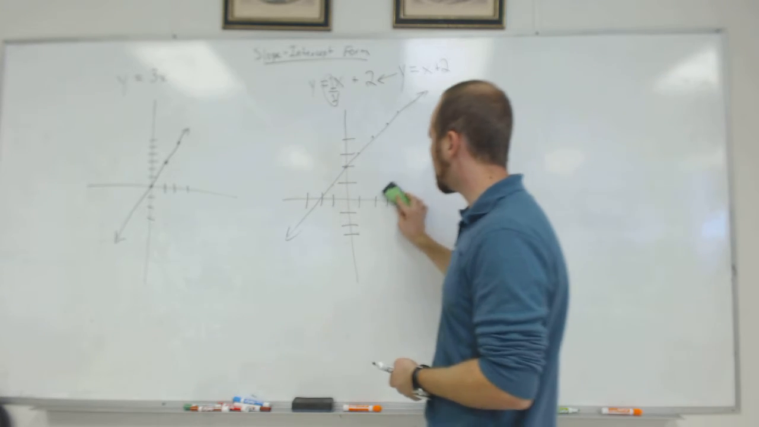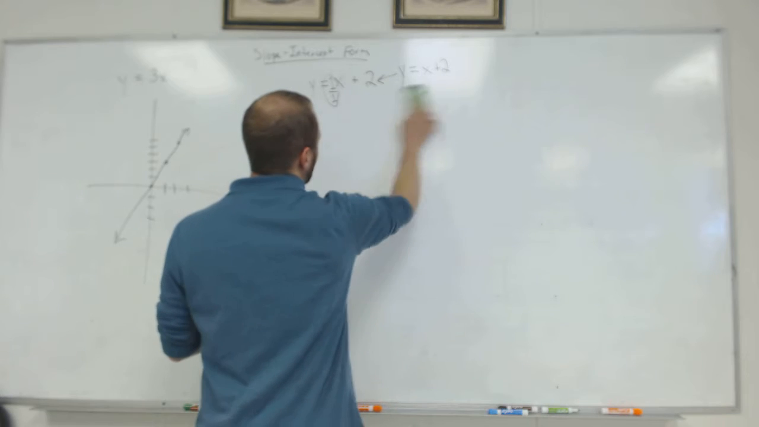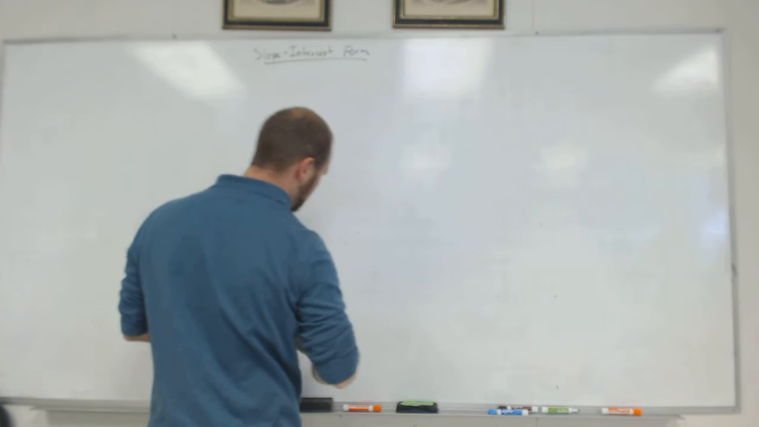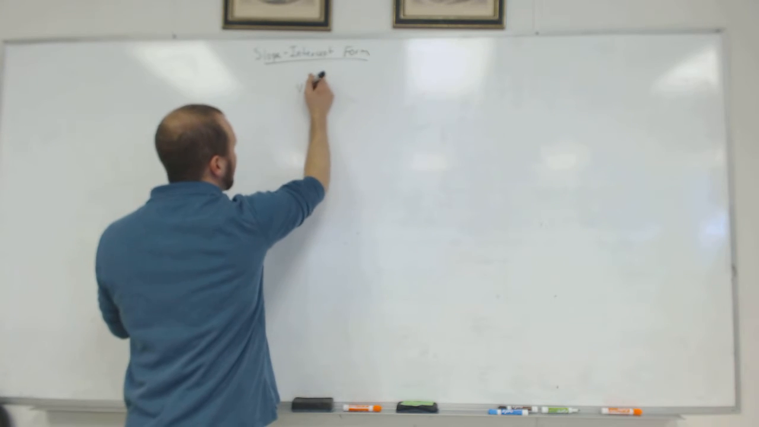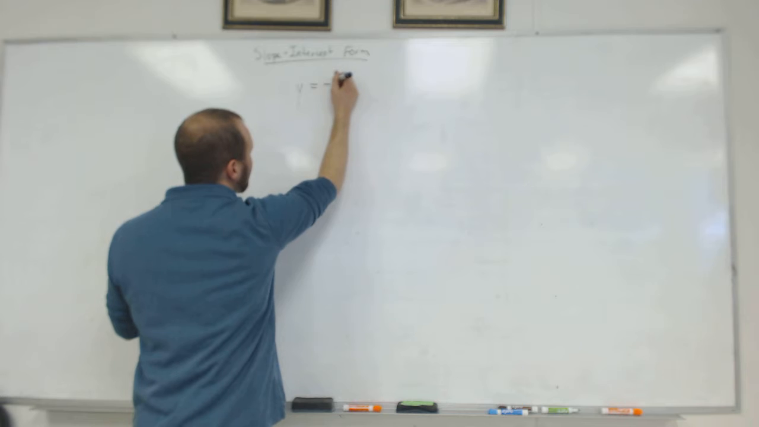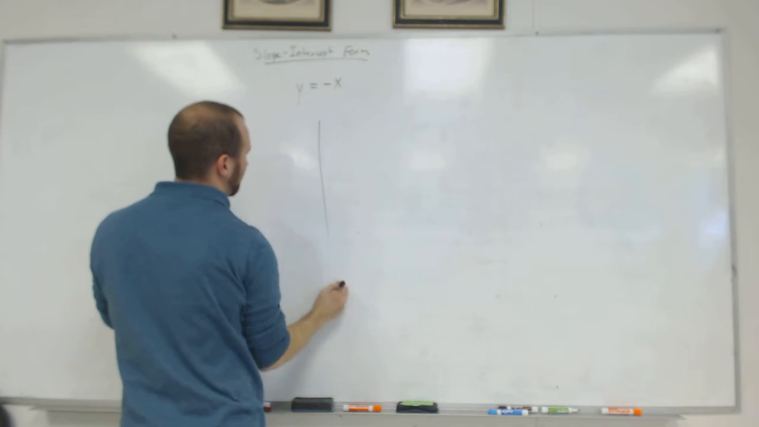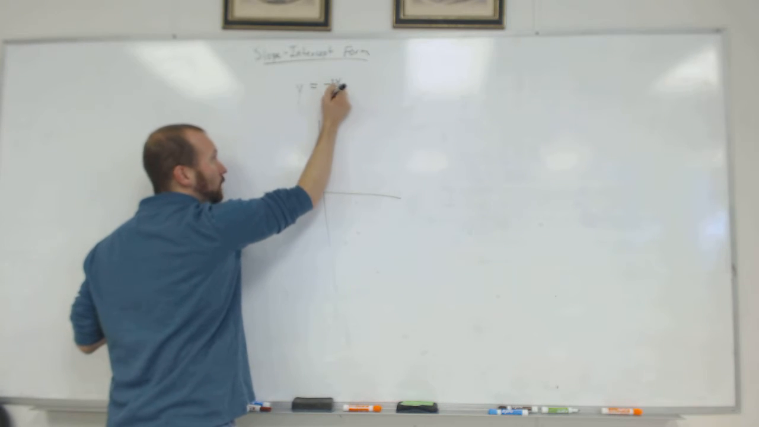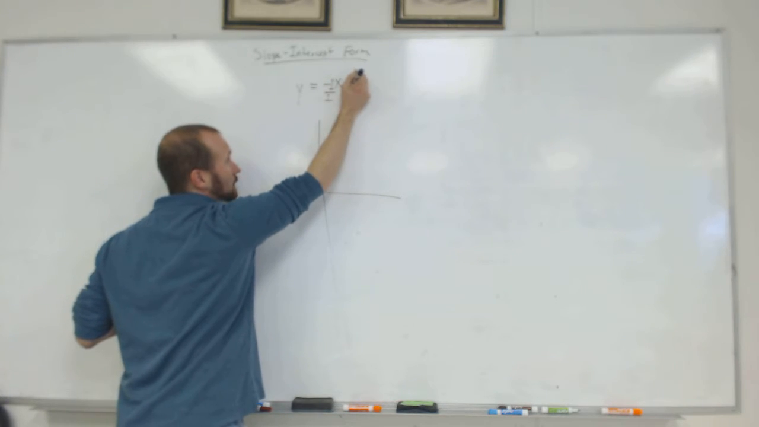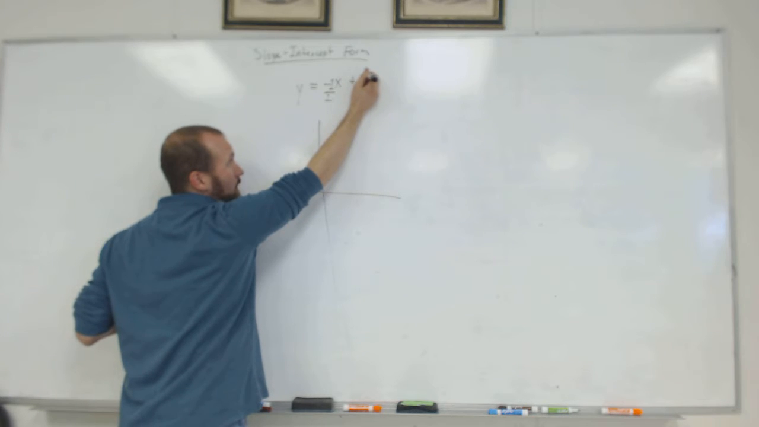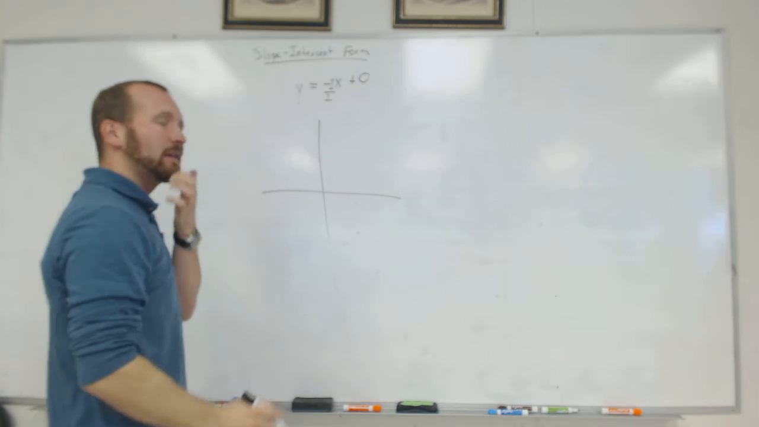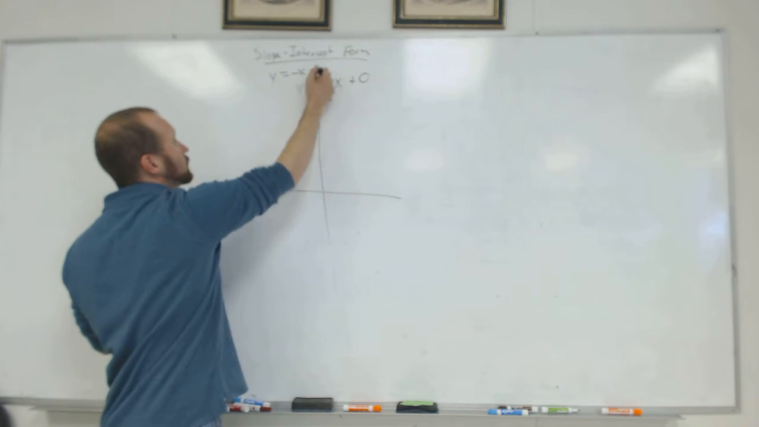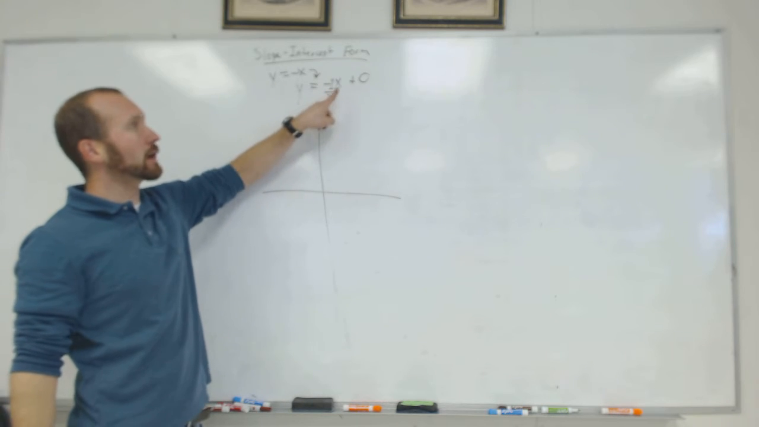So what if I just had this? How would you graph this? y equals negative x. Right, it's a negative 1, good, over 1, plus, what's my y-intercept? 0. So y equals negative x turns into y equals negative 1 over 1x plus 0.